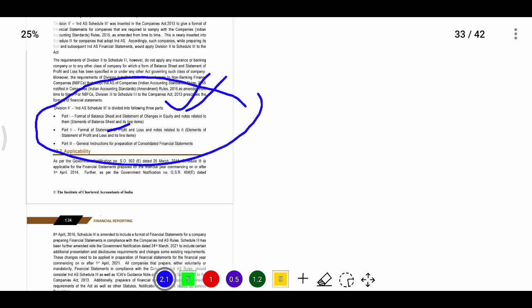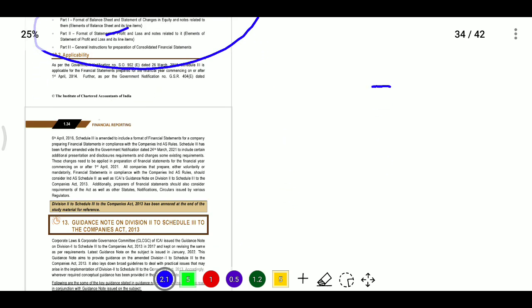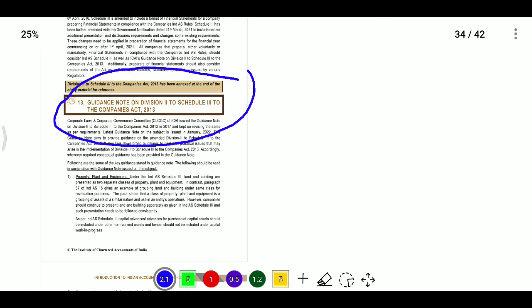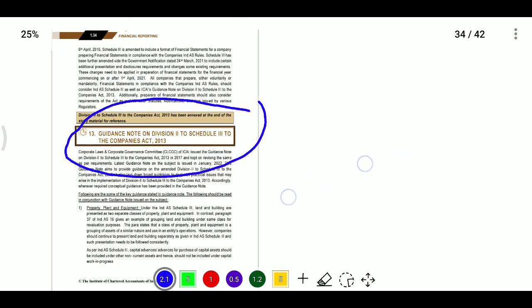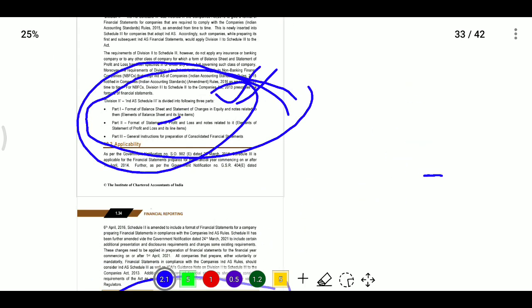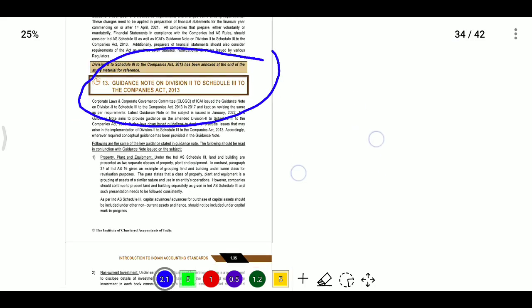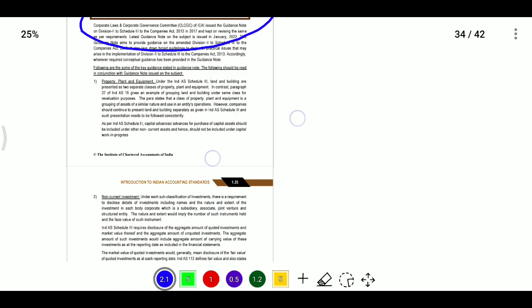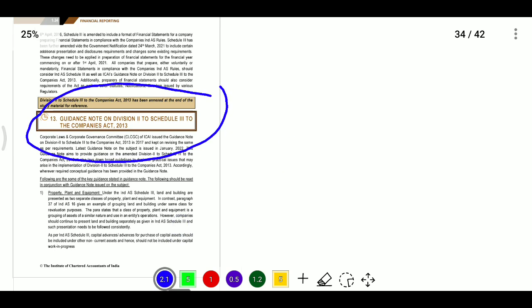As per Ind AS 1, we will discuss the prescribed Ind AS financial statements, and what format is given in Division 2. A guidance note was provided in Division 2 on what is there in this financial statement: what PPE means, what share capital means, what non-current assets mean, all that will be provided. That's the main concept here, and in the next video we will provide the question answers of this chapter.